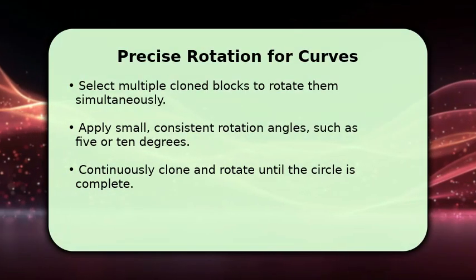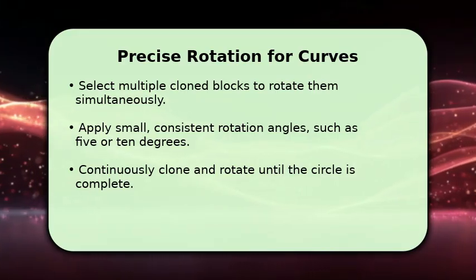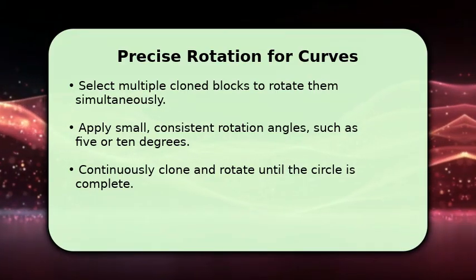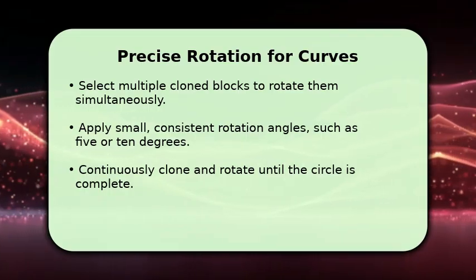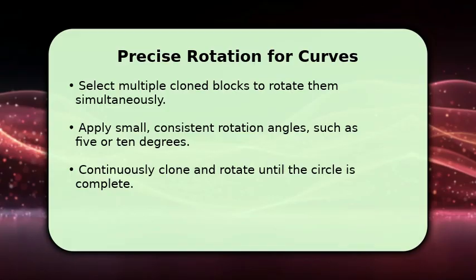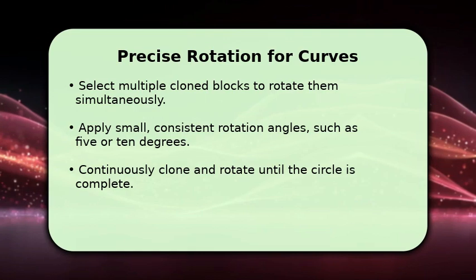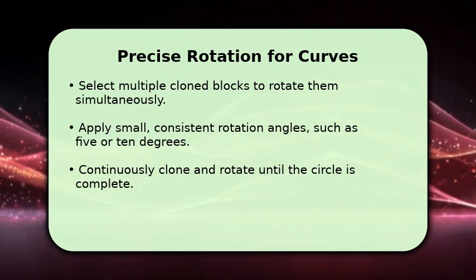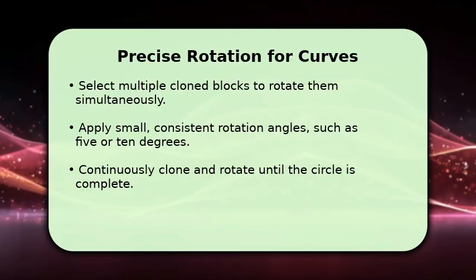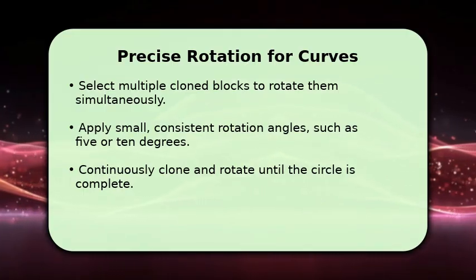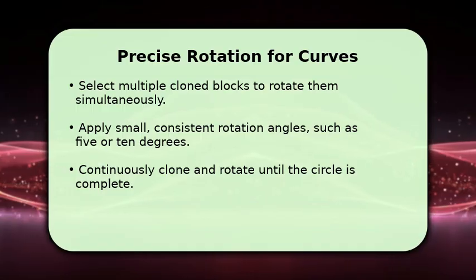Now for the crucial step. Select a group of your placed blocks. Use the rotation tool to turn them by a small, consistent amount, perhaps 5 or 10 degrees. After rotating, clone the newly positioned blocks and repeat the rotation. This iterative process of cloning and rotating will gradually form a smooth, continuous curve, eventually completing your perfect circle.